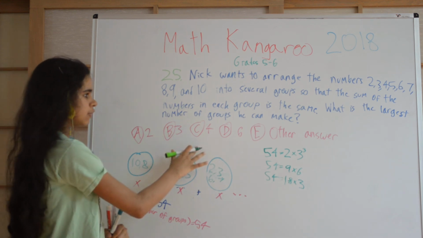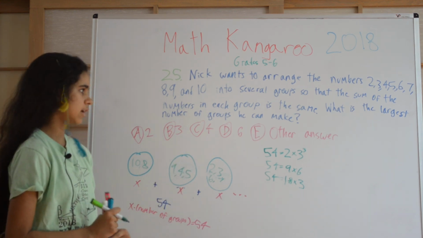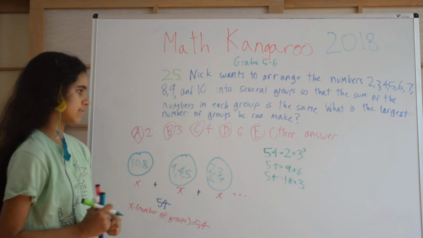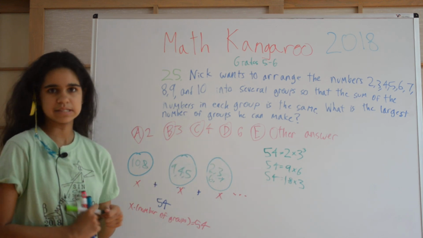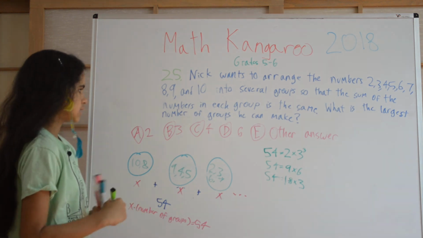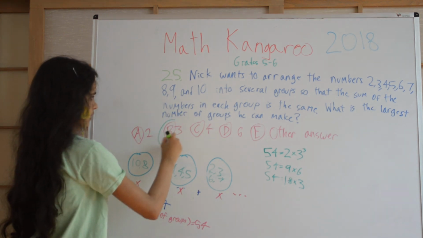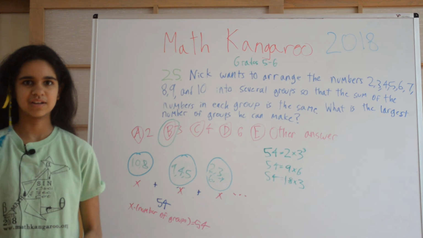We see we can't make 4. 4 isn't even a factor of 54. 6 would mean each group would have to have a sum of 9, but that's impossible because we have to put the 10 somewhere. So 3 is the largest, like we said, and we see that the other answers also don't work. Thank you.